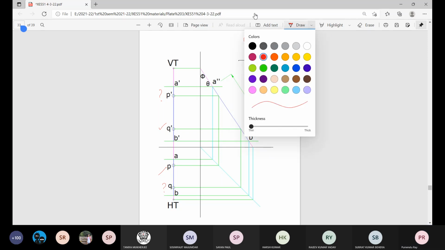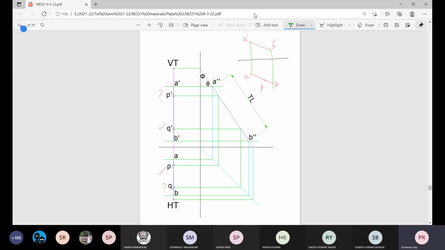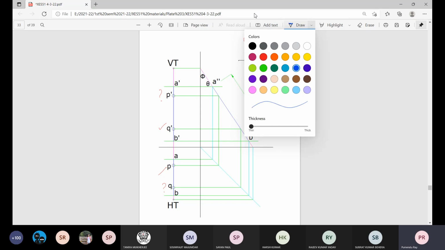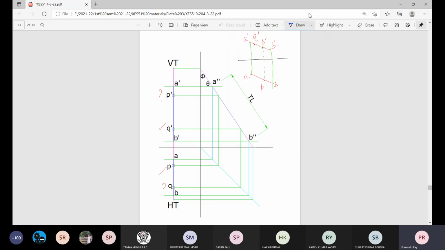The method is very simple. We project or draw a projector to reach up to this elevation. This will be the elevation of P. Similarly, if a point Q is there on the elevation, then what about the corresponding plane? The corresponding plane will be on the plane line, obviously, and on this vertical projector. So this will be Q.